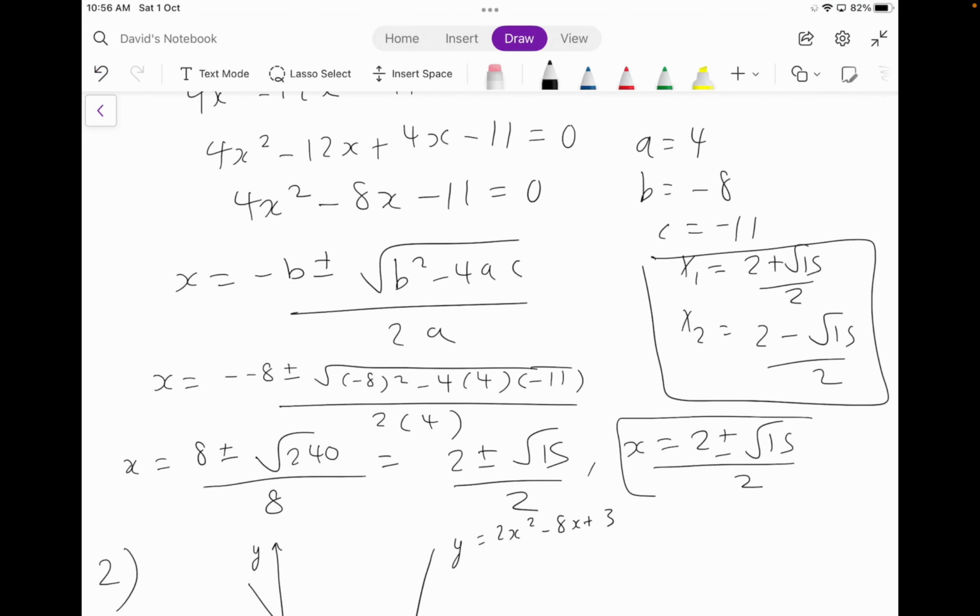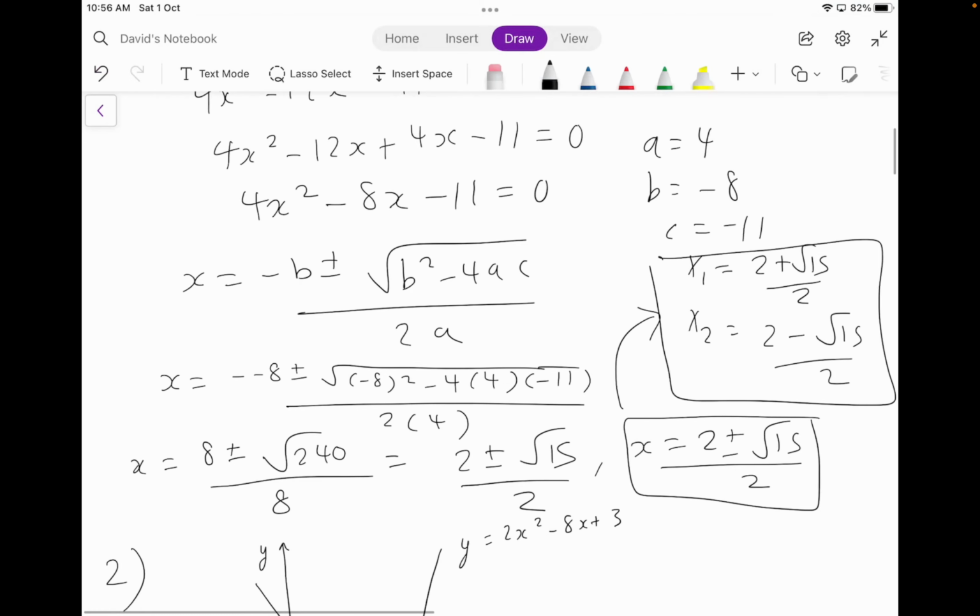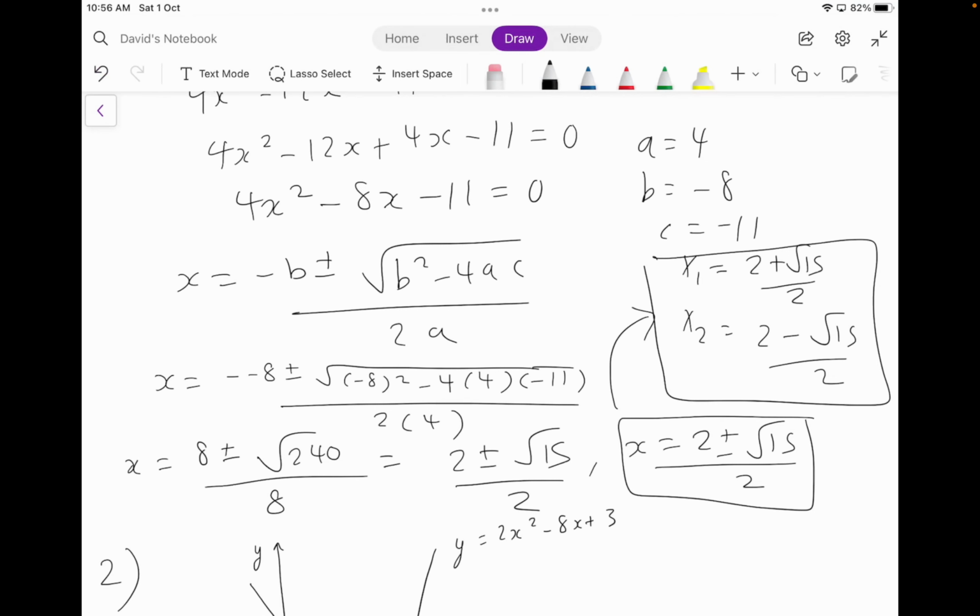This is going to give us the same answers as what the calculator has given us. So we have applied the quadratic formula rules, and we're confirming our answers are correct. So they are correct. All right, let's move on to the next question.